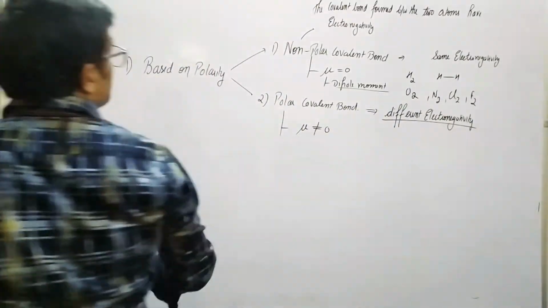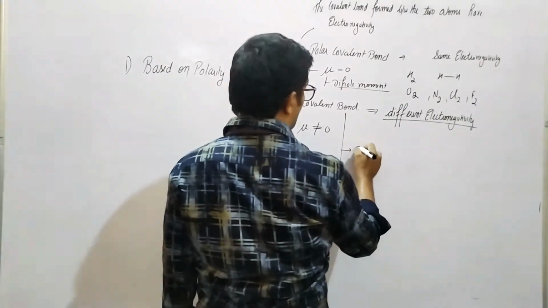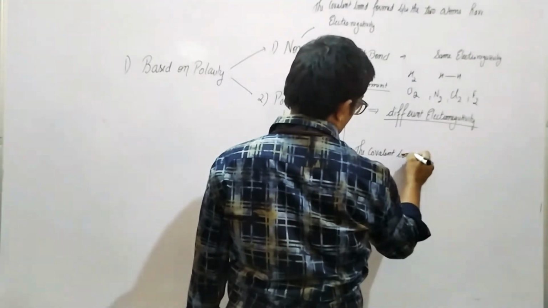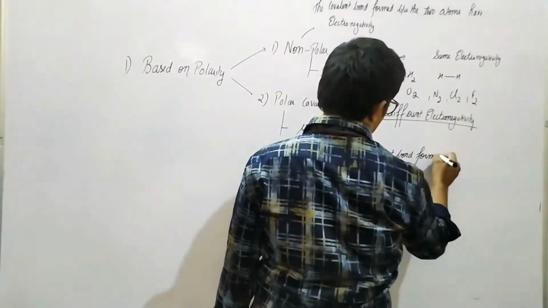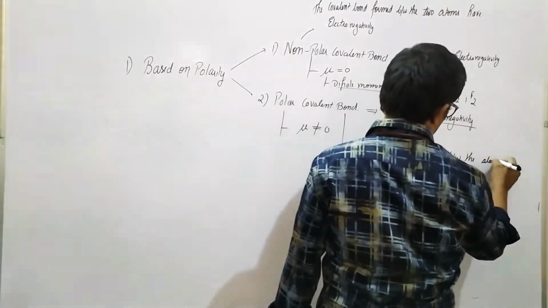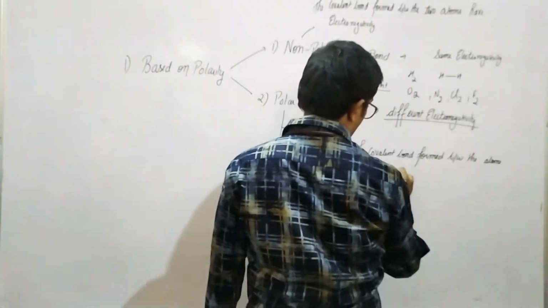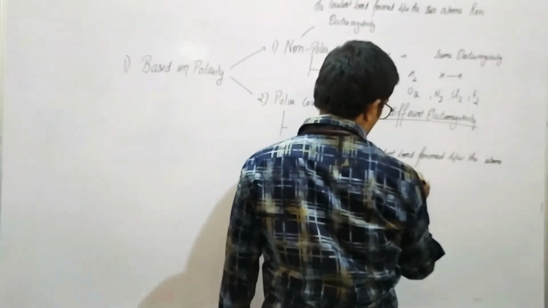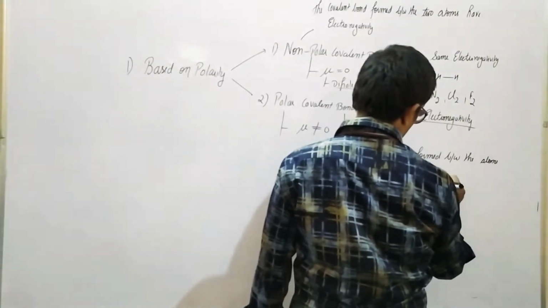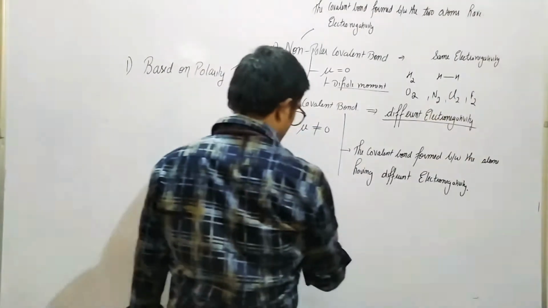Hence, what is a polar covalent bond? The covalent bond formed between the atoms having different electronegativity. Example HF.